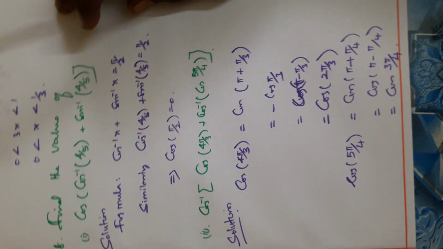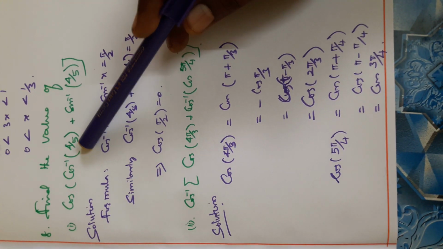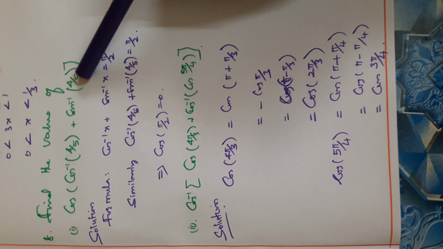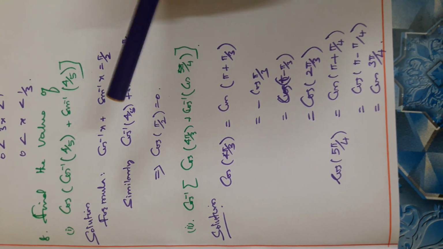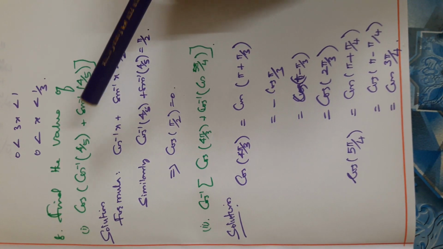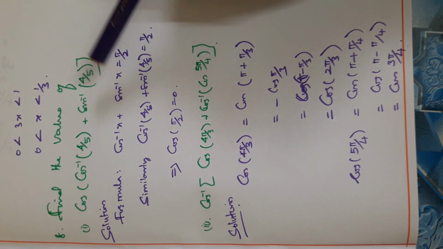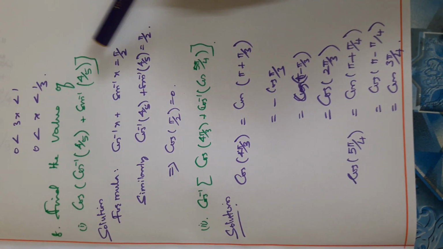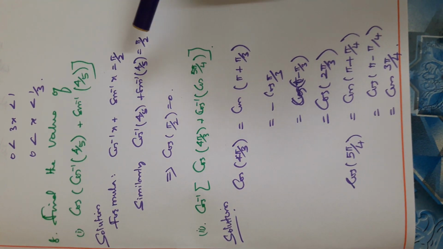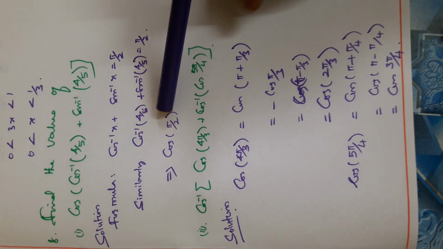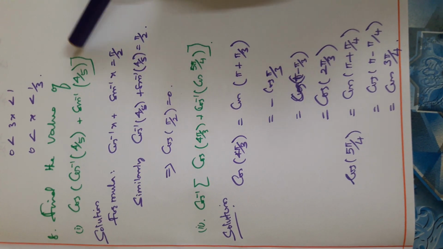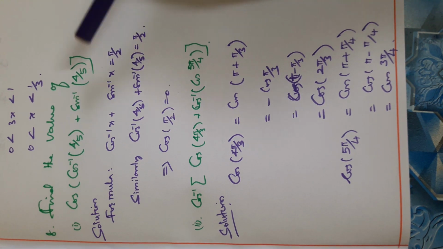Find the value of cos inverse 4 by 5 plus sin inverse 4 by 5. This is one of the 2 mark questions. You have the property of cos inverse x plus sin inverse x equal to pi by 2. Similarly, your value is nothing but pi by 2, but we know that cos pi by 2 is 0. So the answer of this question is 0.